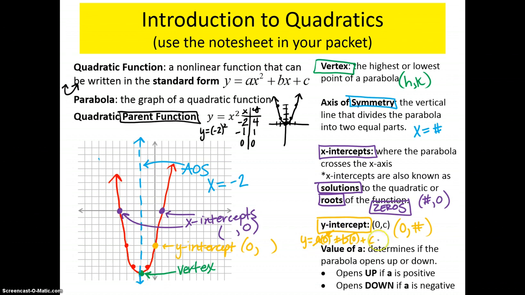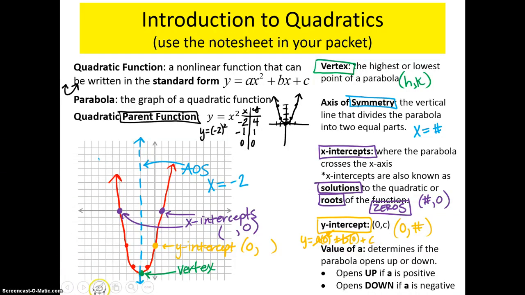So the y-intercept is always that last thing there, kind of like your B is your slope in slope-intercept form, and your intercept is the last term. So if you plug in zeros there, you're always going to get y equals c. So that's kind of a quick little shortcut.